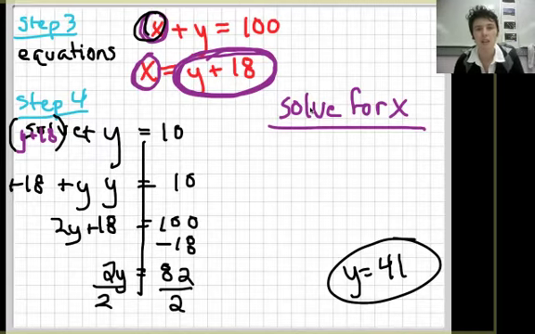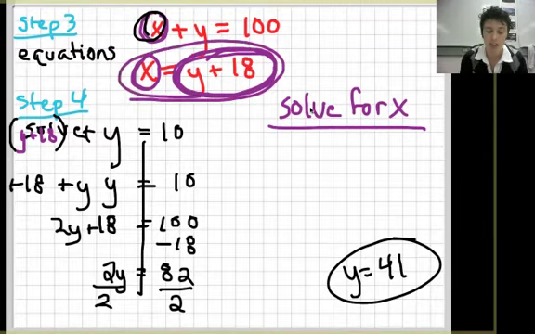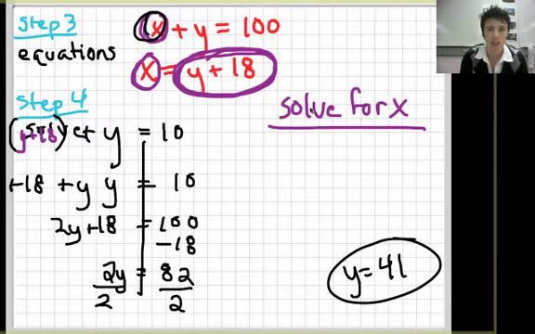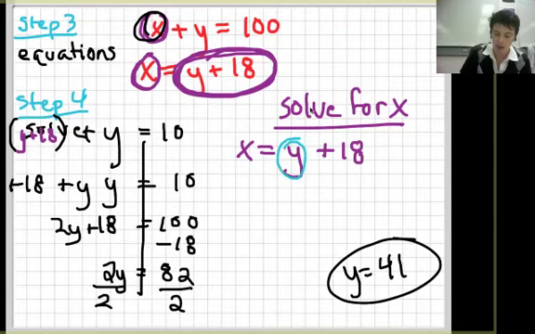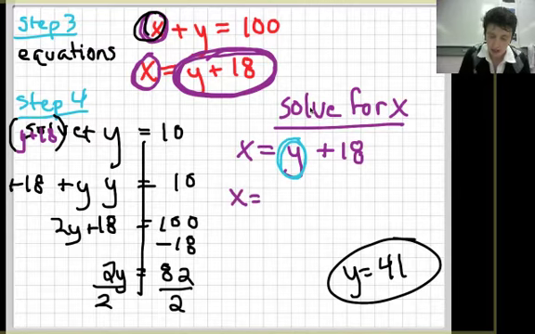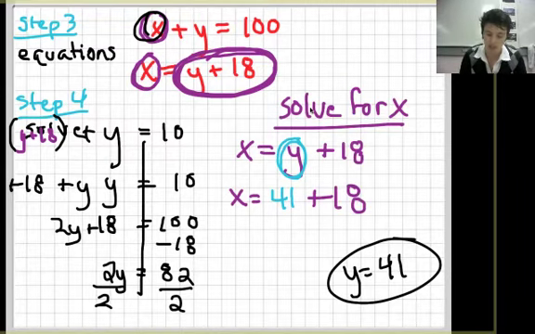And to solve for x, you can go back and pick one of the old equations. Either one works. I find the bubble one, the second one, is usually the easier one for me to use because I actually know the equation, and it's x equals y plus 18. And now I know the answer for y is 41. So right here where the y is, I'm going to put the answer 41 in there. I'm going to write x equals 41 plus 18. And 41 plus 18 is going to be 59.